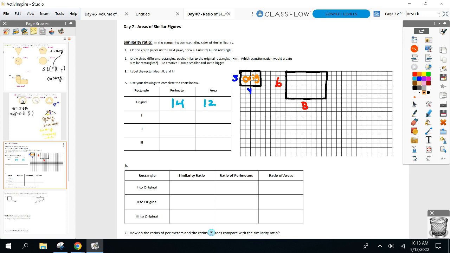Area 48. And how about the perimeter? Perimeter should have been 28. That's interesting, huh? We doubled the sides. The perimeter doubled, right? Did the area double? Oh, that's interesting. We need more, though. Let's make sure we put a Roman numeral 1 in there. So that's rectangle 1.